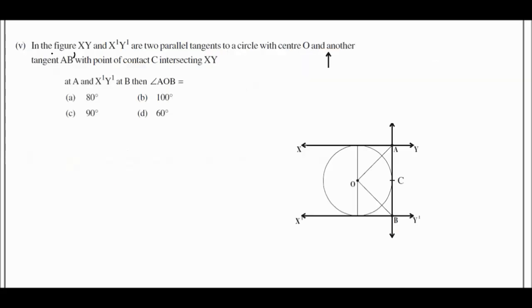Okay, so in the figure, XY and X dash Y dash are the two parallel tangents to a circle with the center O, and another tangent AB, this is another tangent AB, with the point of contact C here touching the circle and intersecting these two lines XY and X dash Y dash, A on XY and B on X dash Y dash. Then angle AOB is equal to, asking, angle AOB is equal to. So this will become 90 degrees.